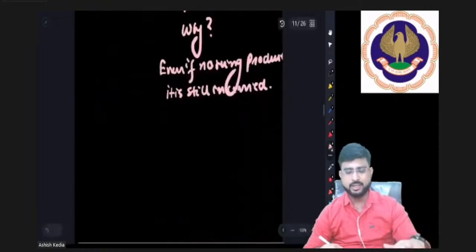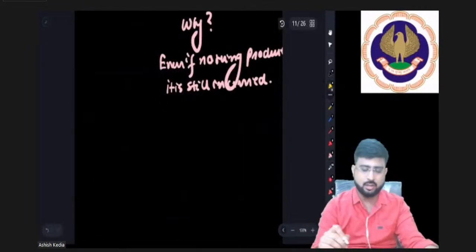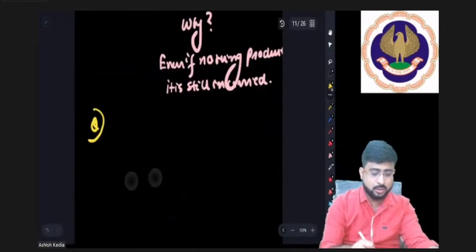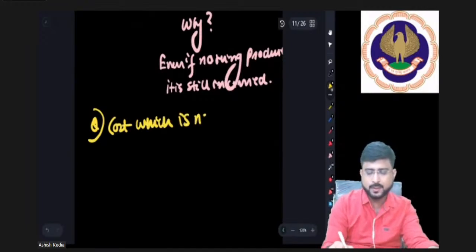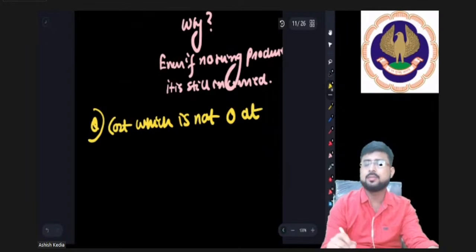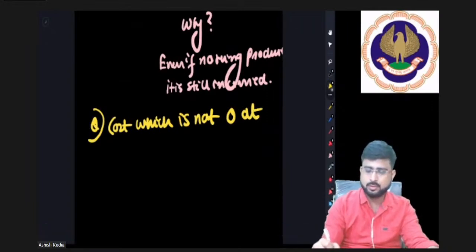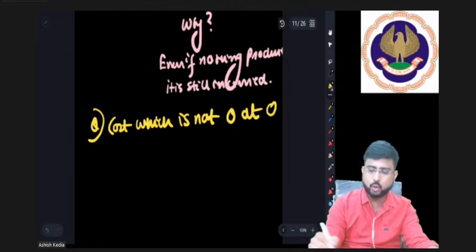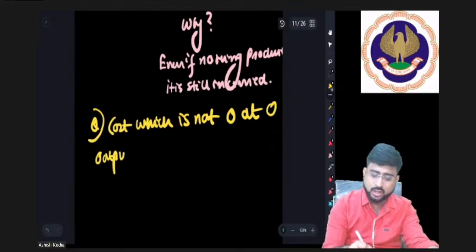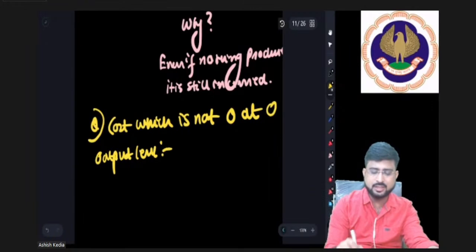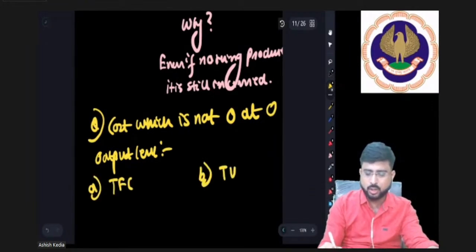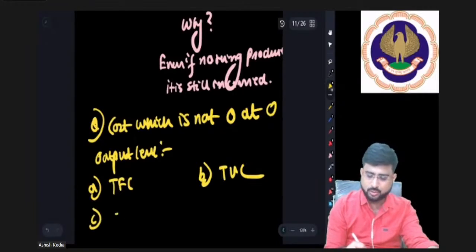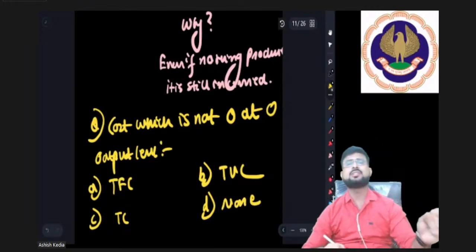Come on everybody, let me ask you a question. Cost which is not zero at zero output level, come on, answer this MCQ. A, it's called the total fixed cost. B, it's called the total variable cost. C, it's called the total cost. D, it's called none. What do you think is the correct answer?